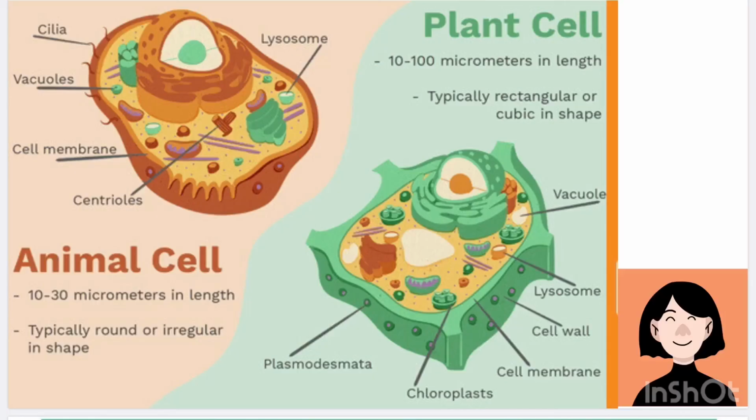So in the following pictures, you can find other parts of the animal and plant cell and their differences.